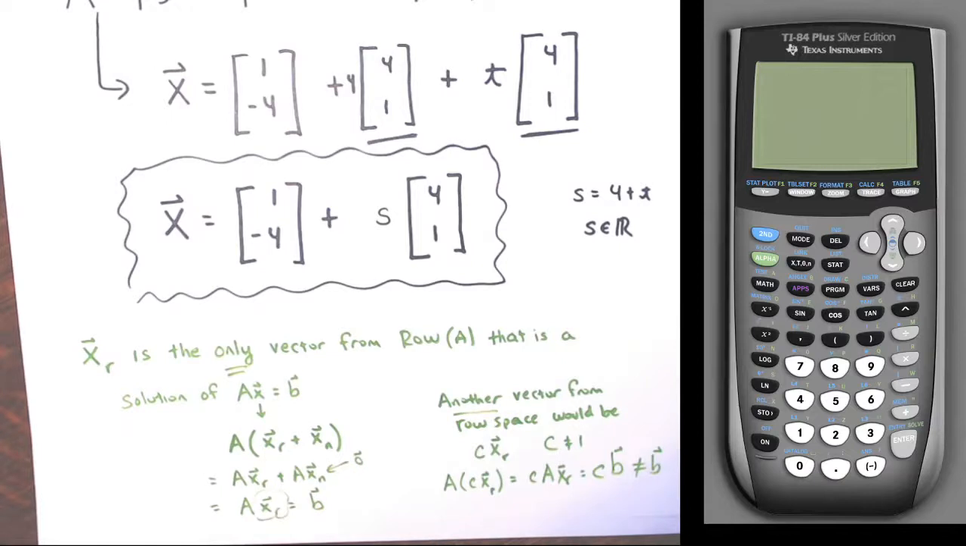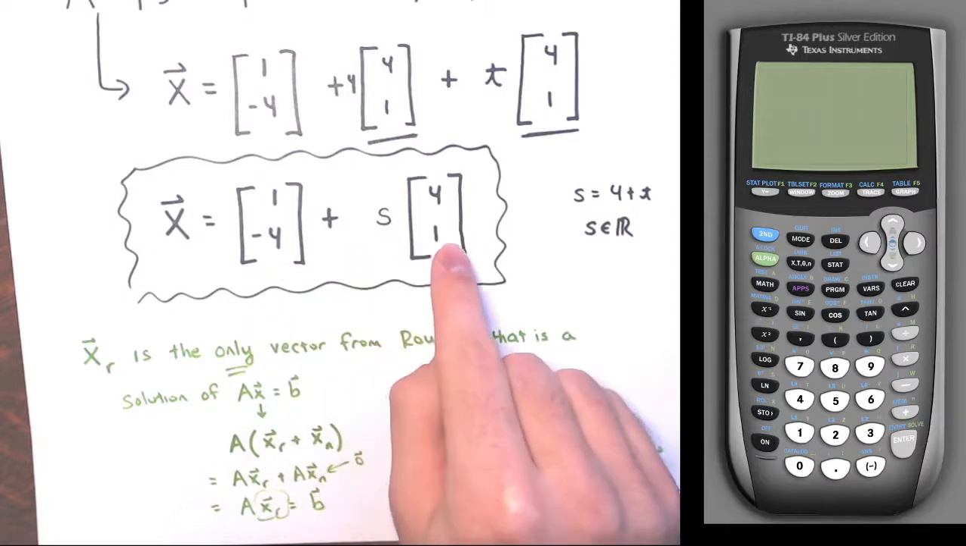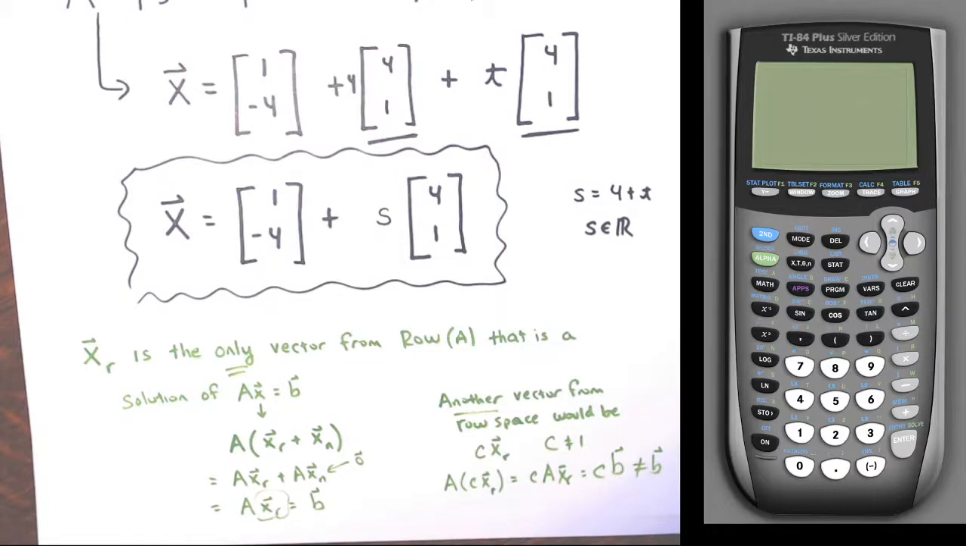Okay. There are going to be lots of vectors from the null space because, like I said, you can take the vector from the row space, this XR, and add any multiple of 4, 1 and get a solution. Right.